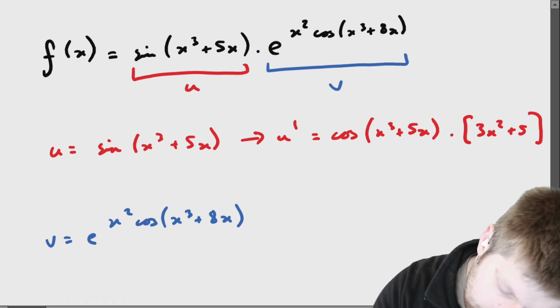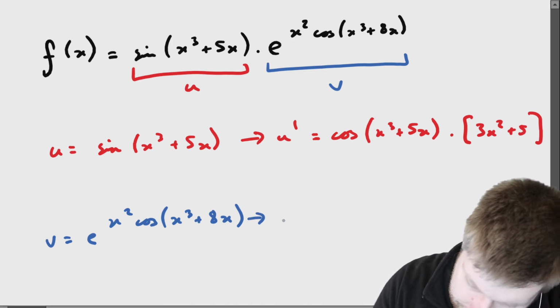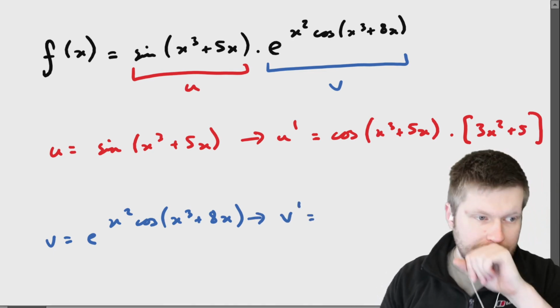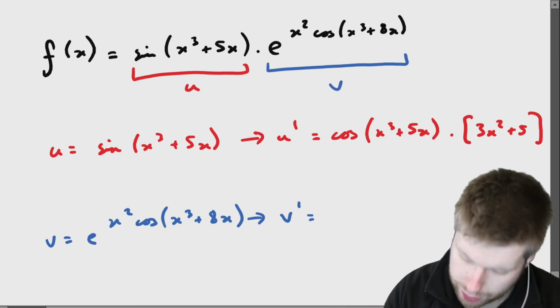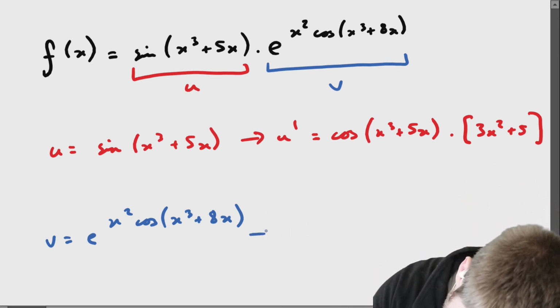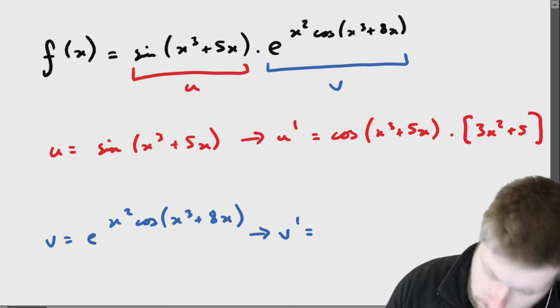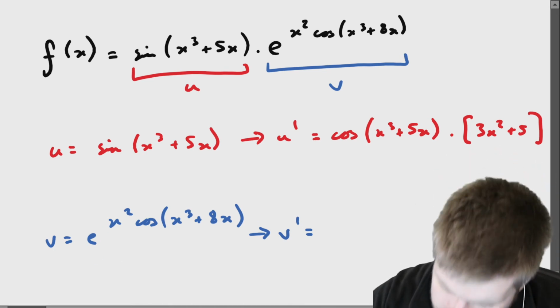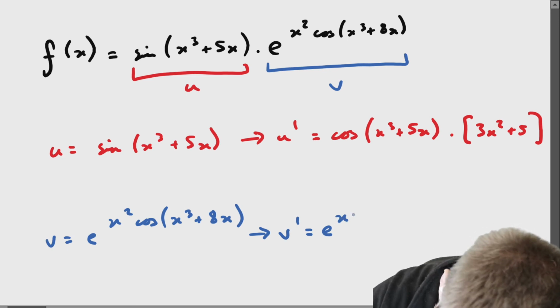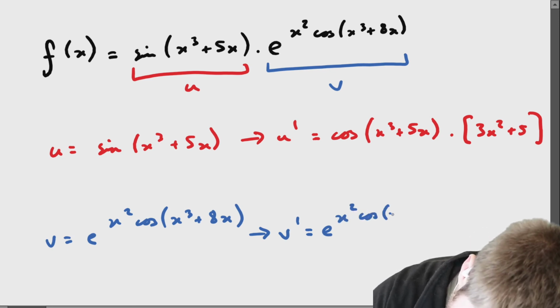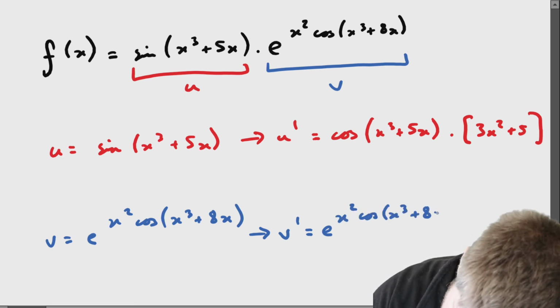Okay, so now let's find the derivative of v. So this is going to be same kind of idea, but it's just a little bit longer because there's more functions within functions going on. Okay, so let's write down here. So first of all, what's the derivative of an e function? Well, derivative of e to the power of something is just e to the power of something. So e to the power of x squared cosine of x cubed plus 8x.